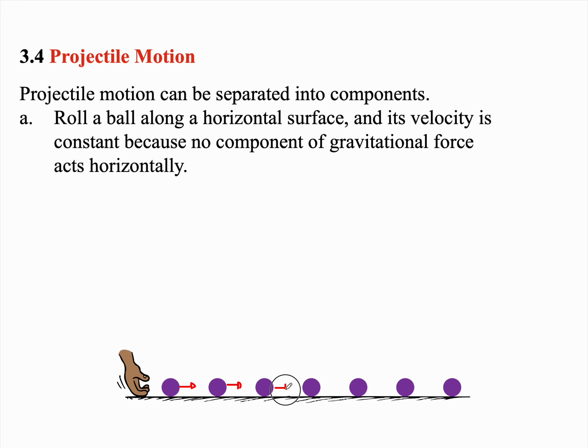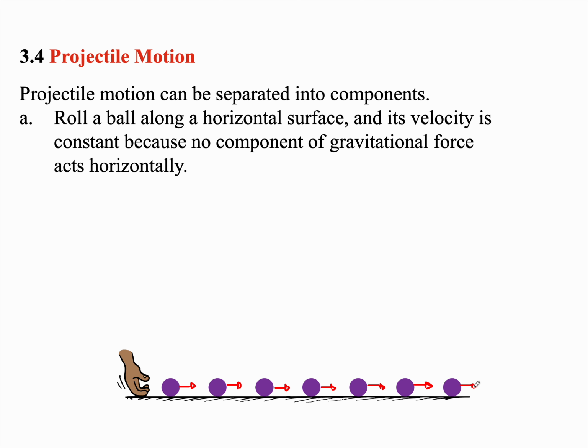Think about this as a motion map where this represents the position of that purple ball each second, and it should just keep rolling with exactly the same speed. Now, contrast that with a ball being dropped. I should draw more velocity vectors over here.